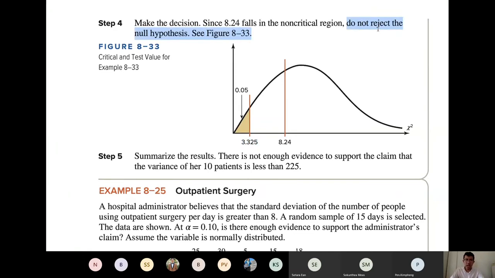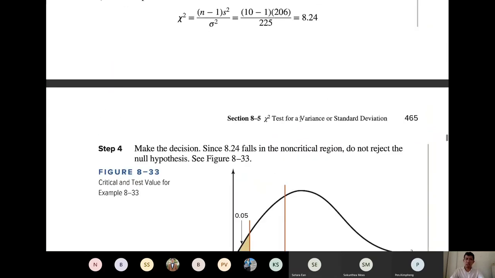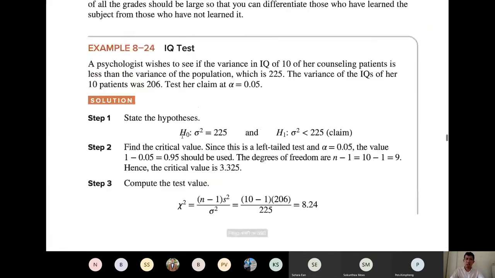And how can you summarize your result? There is not enough evidence to support the claim that the variance of her 10 patients is less than this. There is not enough evidence to reject this null hypothesis, or equivalently, there is not enough evidence to support this.